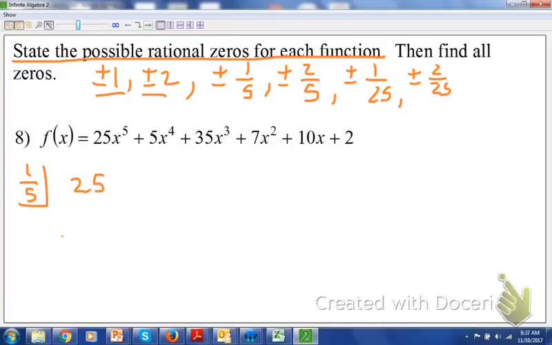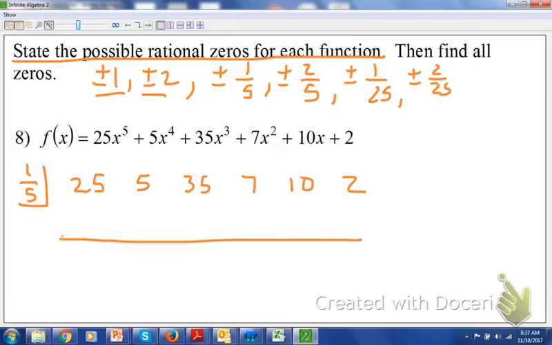25x to the 5th, 5x to the 4th, 35x cubed, 7x squared, 10x, and 2. Bring down the 25. 1/5 of 25 is 5. That's 10, right? 1/5 of 10 is 2. That's 37. 1/5 of 37 is 37/5.